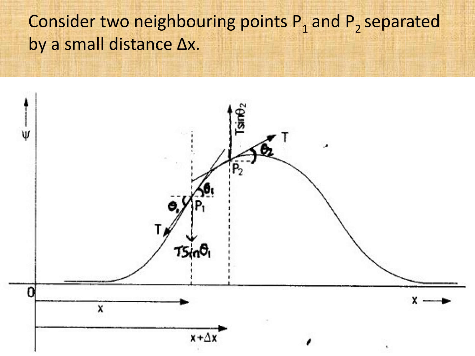First point is, consider two neighboring points P1 and P2 separated by a small distance delta x. Here P1 is at a distance x from the origin and P2 is at the distance x plus delta x from the origin. So the length of the small element P1 P2 will be delta x. At points P1 and P2, they have drawn tangents which give the direction of the tension at points P1 and P2.